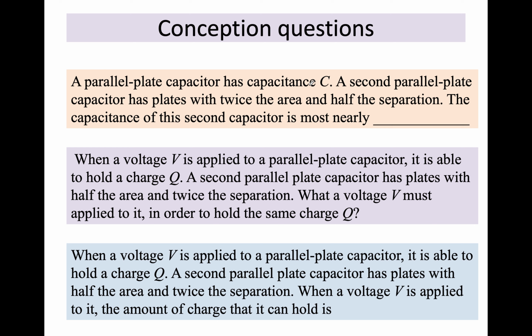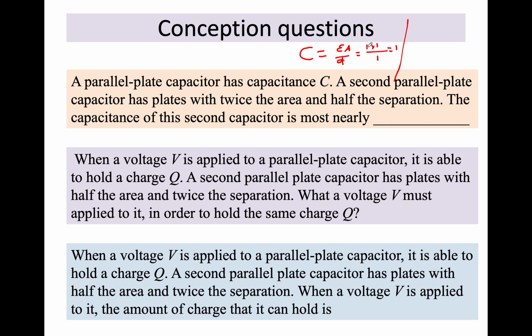A parallel plate capacitor has C. A second one has twice the area, half the separation. So I'll also do C equals epsilon A over d. If I set everything to 1, it'll be 1 times 1 over 1, which is simply 1.